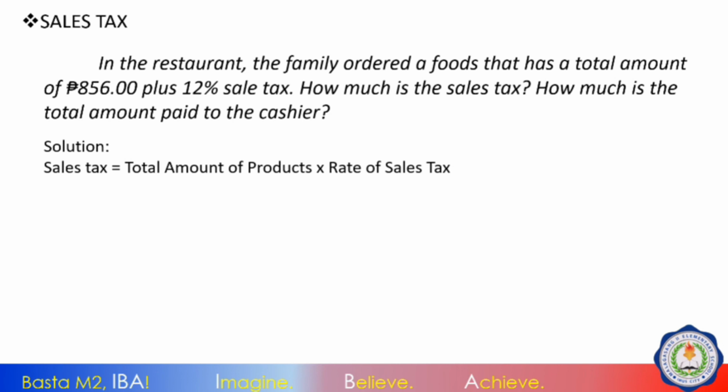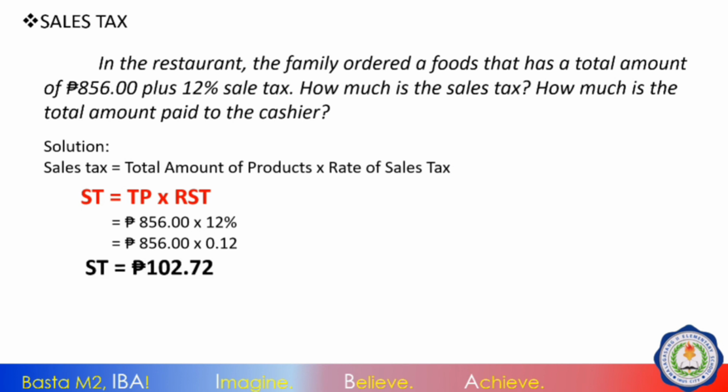To solve for the sales tax, we need to multiply the total amount of products by the rate of sales tax, which is 856 pesos times 12%. Always remember that any percent form should be changed into decimal form before multiplying the numbers. And the sales tax is 102 pesos and 72 centavos.